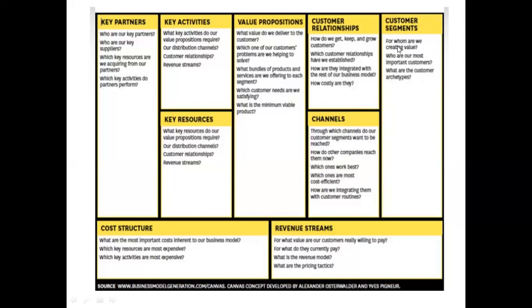Next comes customer segments. For whom are we creating value? Who are our most important customers? What are the customer archetypes? Next, cost structure. What are the most important costs inherent to our business model? Which key resources are most expensive, and which key activities are most expensive? This comes under the cost structure.